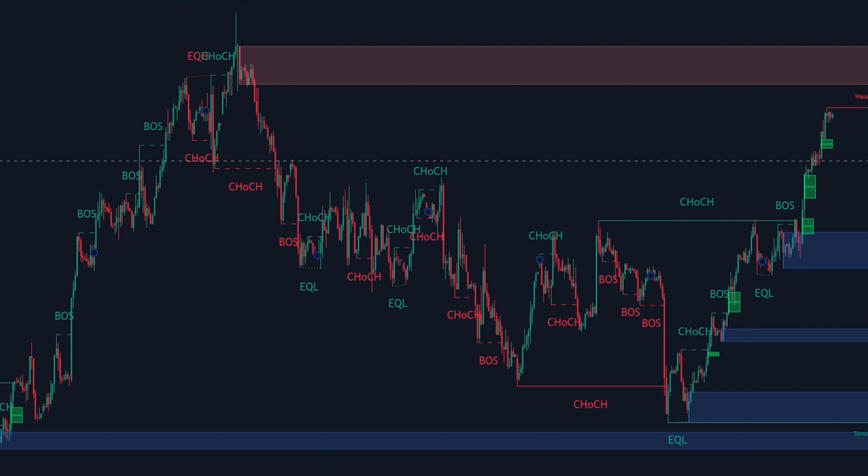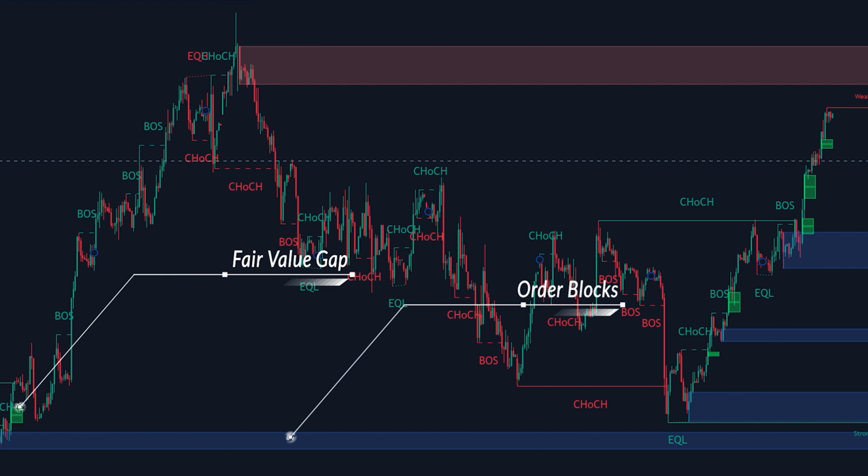The Smart Money Concepts indicator automatically labels market structures, such as change of character and break of structure, which highlight potential trend changes. This feature is crucial for identifying market direction and making informed trading decisions. Additionally, it highlights equal highs and lows, which are often used to indicate potential reversal points. The indicator plots order blocks and fair value gaps automatically. This helps you see important price levels and market imbalances without having to do it manually.